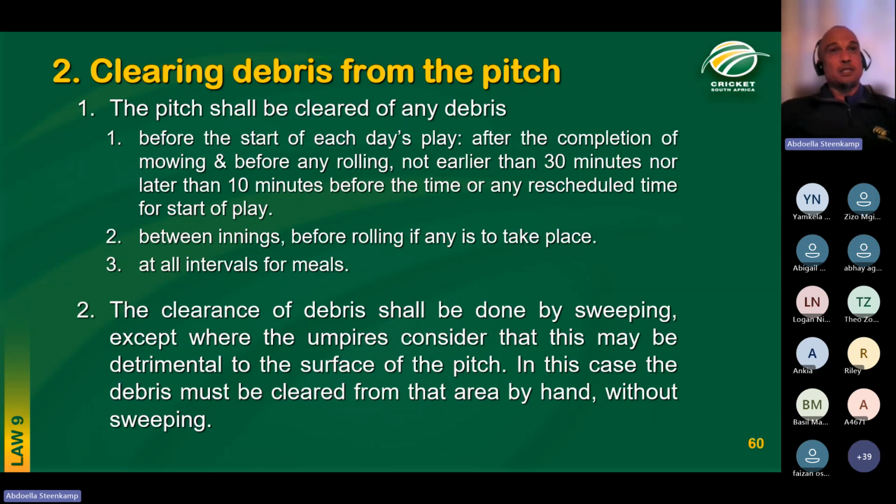But the law also tells us that there are times where you do get brittle pitches. You often find the subcontinent pitches are not as hard as pitches in Australia, South Africa, New Zealand, and England. So if you do have a brittle pitch and the umpires think that if the ground staff use a broom to clear the debris, it might be detrimental to the surface of the pitch, if you start sweeping, it might take out huge chunks of the pitch. If that is the case, the law then allows the curator to not use a broom, but to clear the debris by the use of his or her hand, and not to sweep if you think it's going to be detrimental to the surface. So the ground staff will then clear the debris by just using their hands.